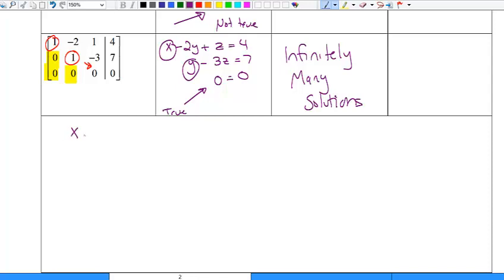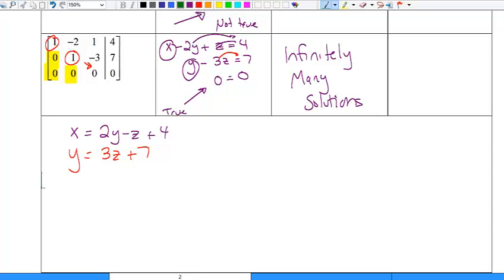So I have x equals positive 2y, because I moved it to the other side, minus z, because I moved it to the other side, plus 4, because the 4 stayed on the same side. For my y, I have y equals 3z, which moves to the other side, and the 7 stays positive. And then the last situation, I don't have any more equations.